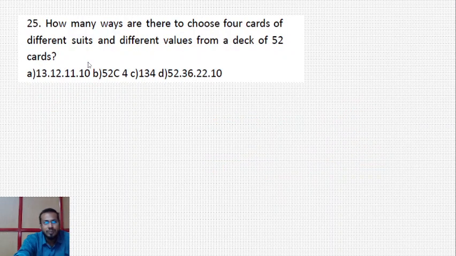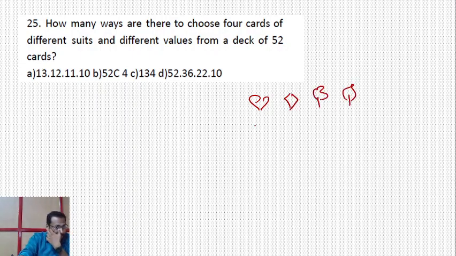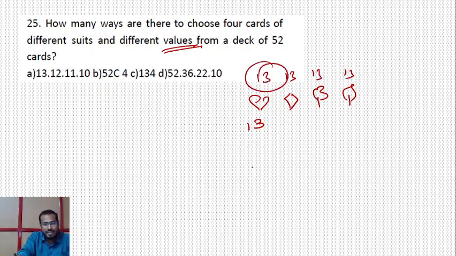Clear? Next question. How many ways are there to choose 4 cards of different suits and different values from a deck? Different suits means we have 4 different types of suits, that is hearts, diamonds, spades and clubs. From each one I am going to select one, with different values too. If I select a heart 2, it should not come as 2 again. Each suit has 13 cards, and out of these 13 I am going to select one. Okay, now next one.